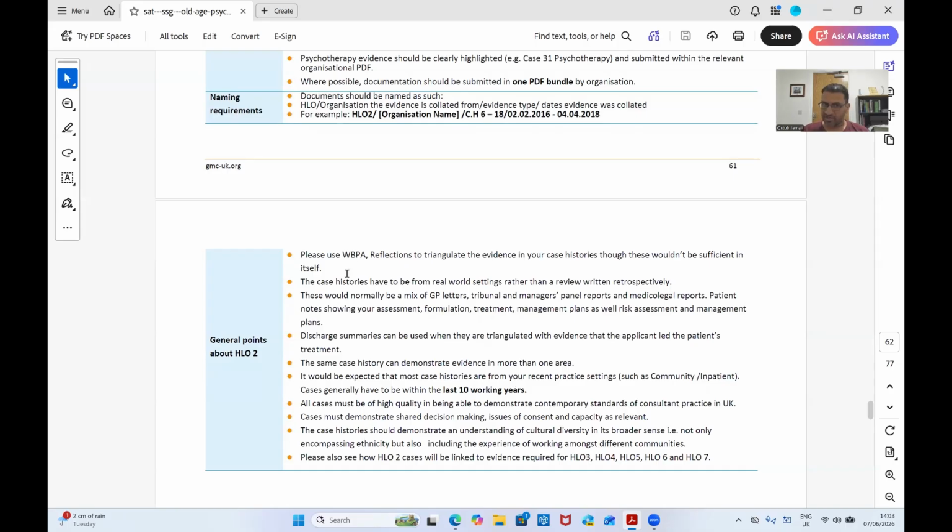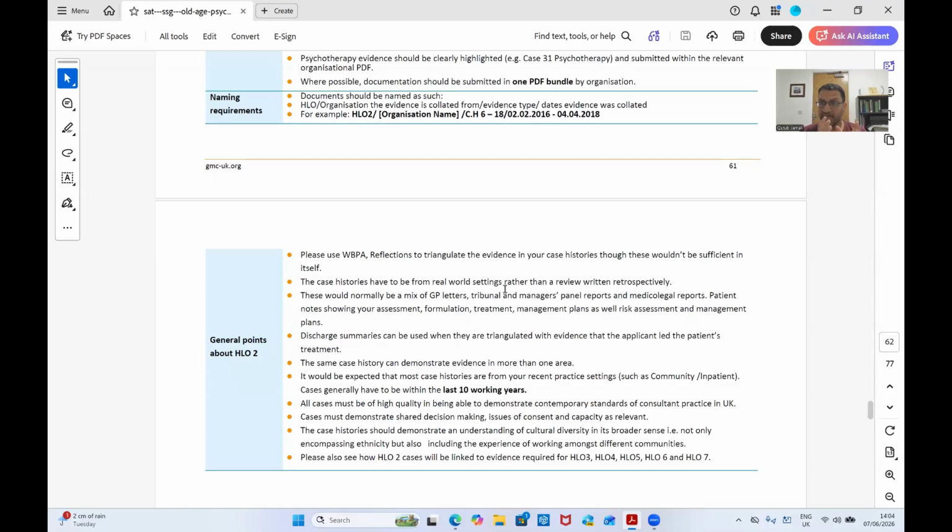Now, triangulation in terms of including your reflections or workplace-based assessments or minutes of the meeting. So say if you're dealing with a complex case where you're having difficult conversations either with the patient or family or other teams, there would be minutes of those meetings. So you're including that and make sure that you're anonymizing all identification details.